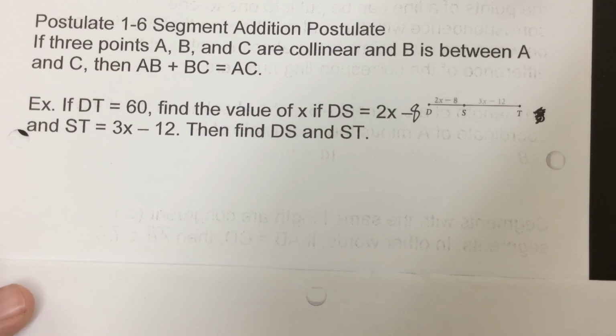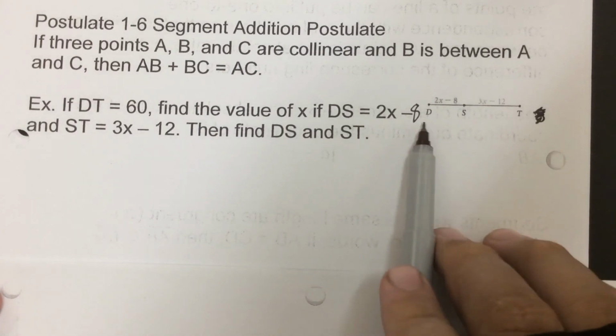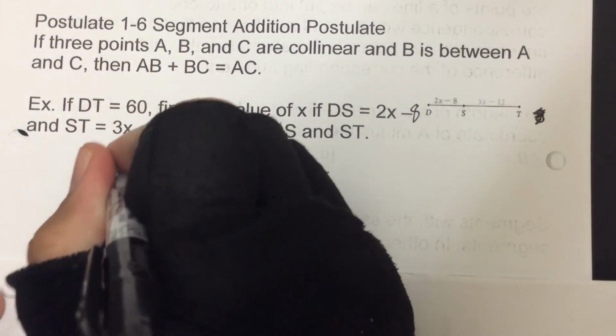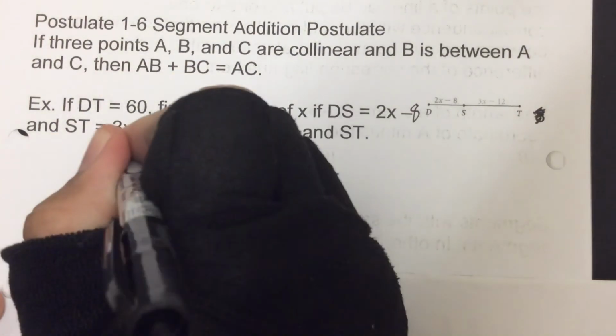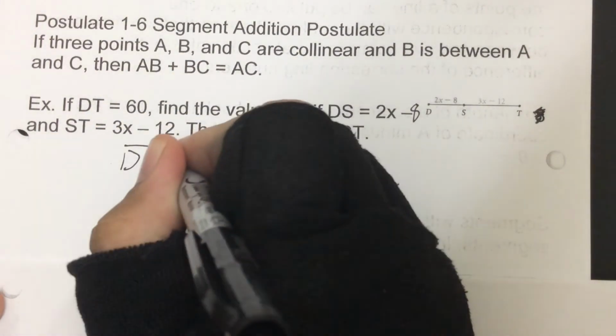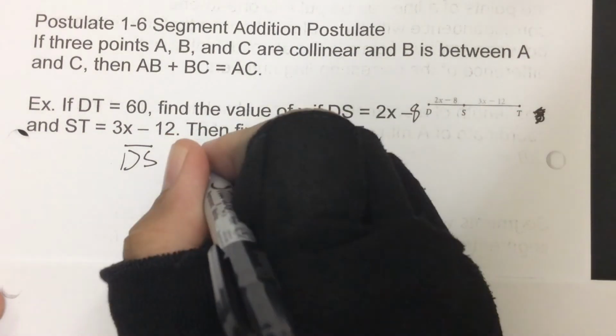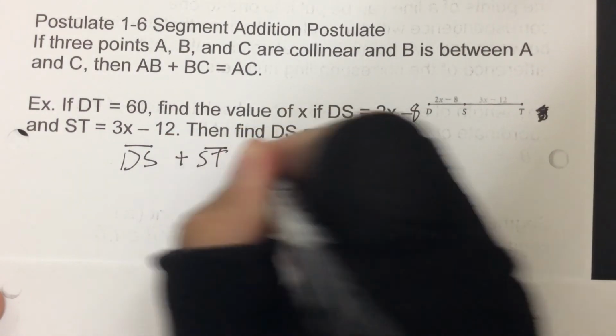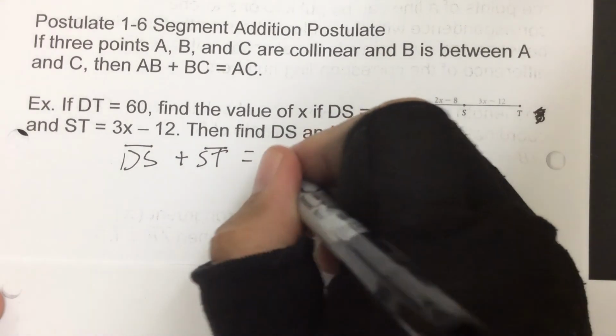Well, knowing postulate 1.6 there, the segment addition postulate, we know if we add the parts, it's going to equal the total. So that's where we're going to start. DS is part of it, and it's a segment. We're going to add that to the other segment, which is ST. And so in total we would get our DT.